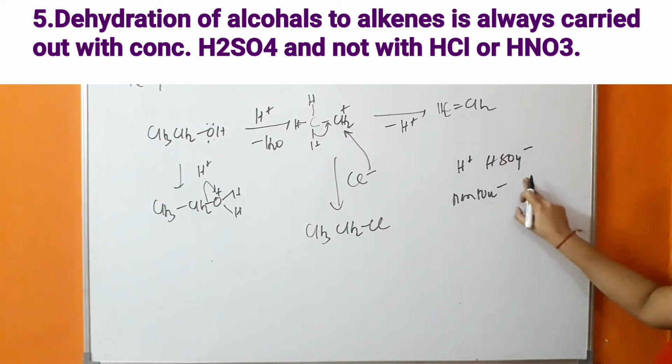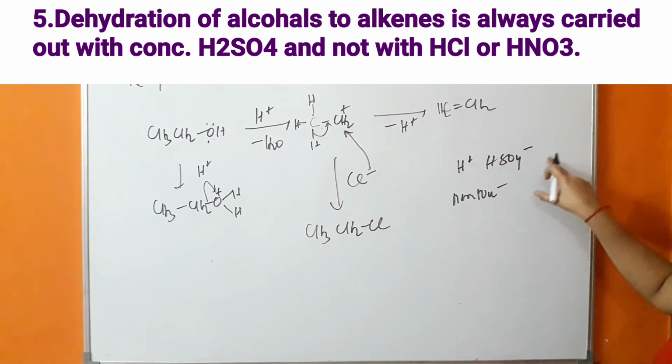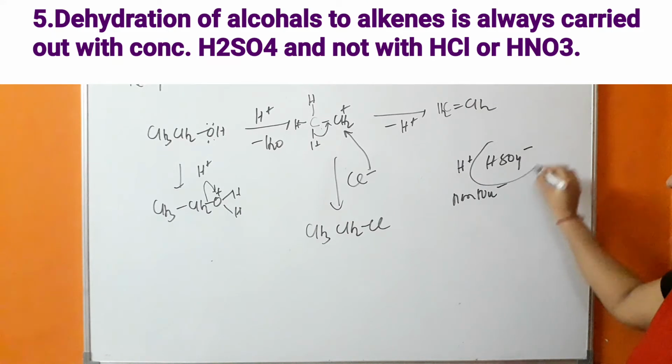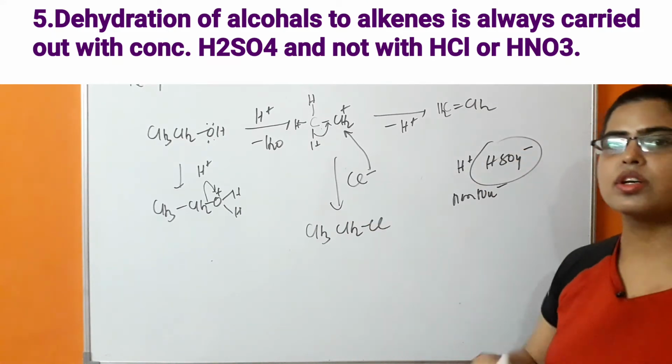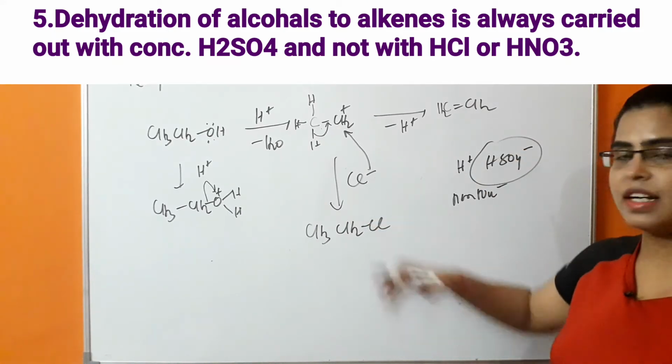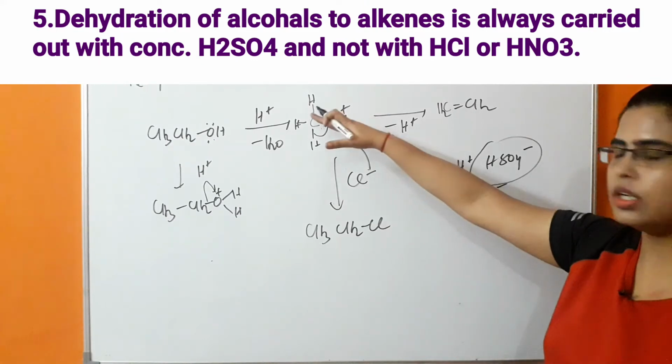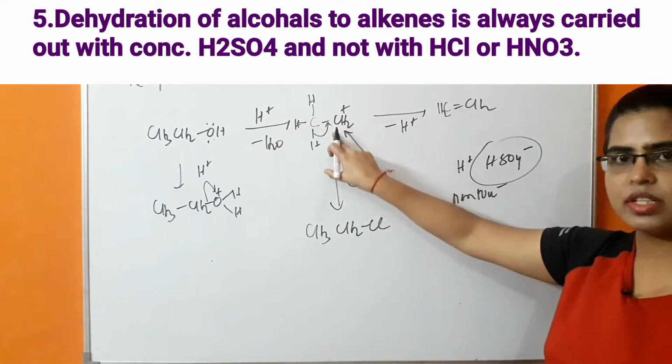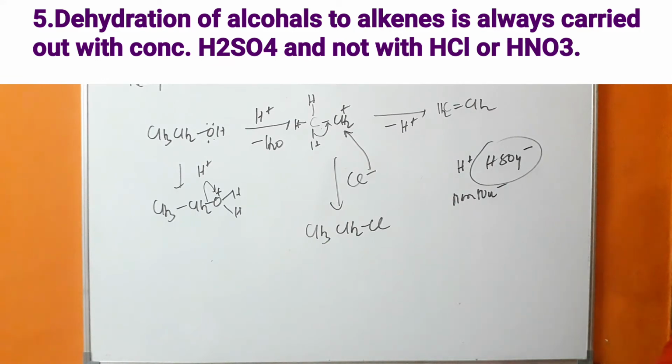Because this is a non-nucleophile, that is SO4 minus, whereas this Cl minus is a good nucleophile. Because of that, it is easily available for donation, so it will attack on this carbocation, and formation of ethyl chloride will take place.